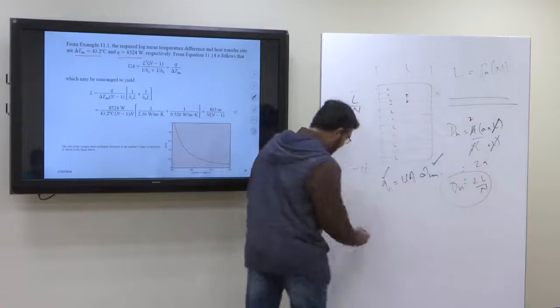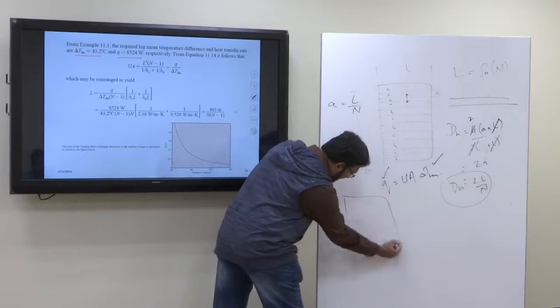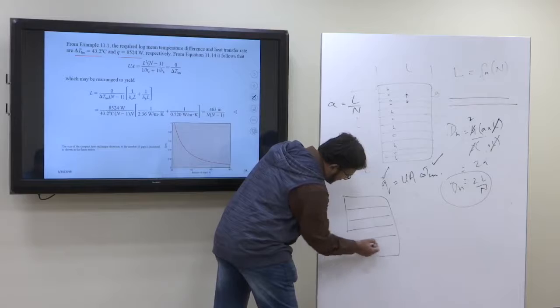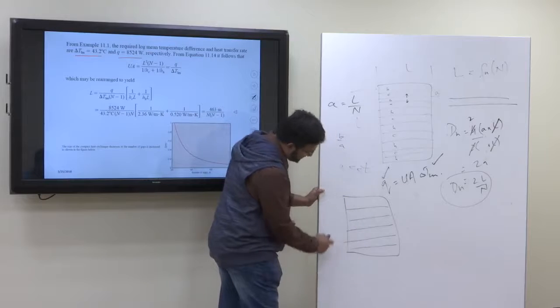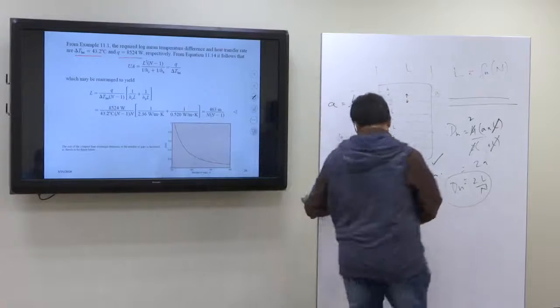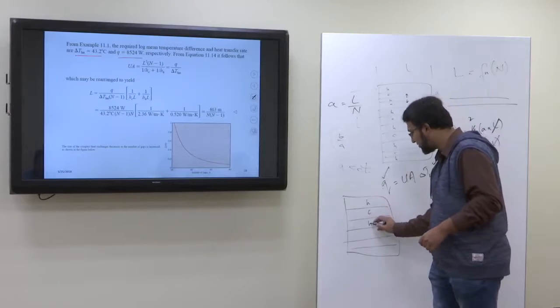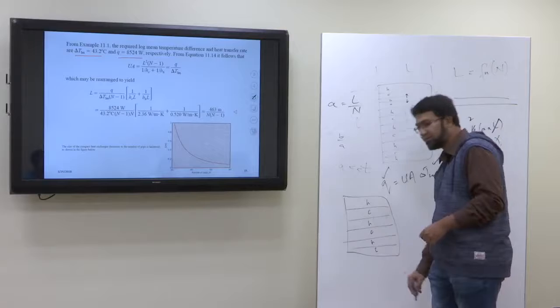Okay, suppose I have this case. I have 1, 2, 3, 4, 5 plates, so I have 6 spaces. So I have hot fluid here, cold here, hot here, cold here, hot here, cold here.